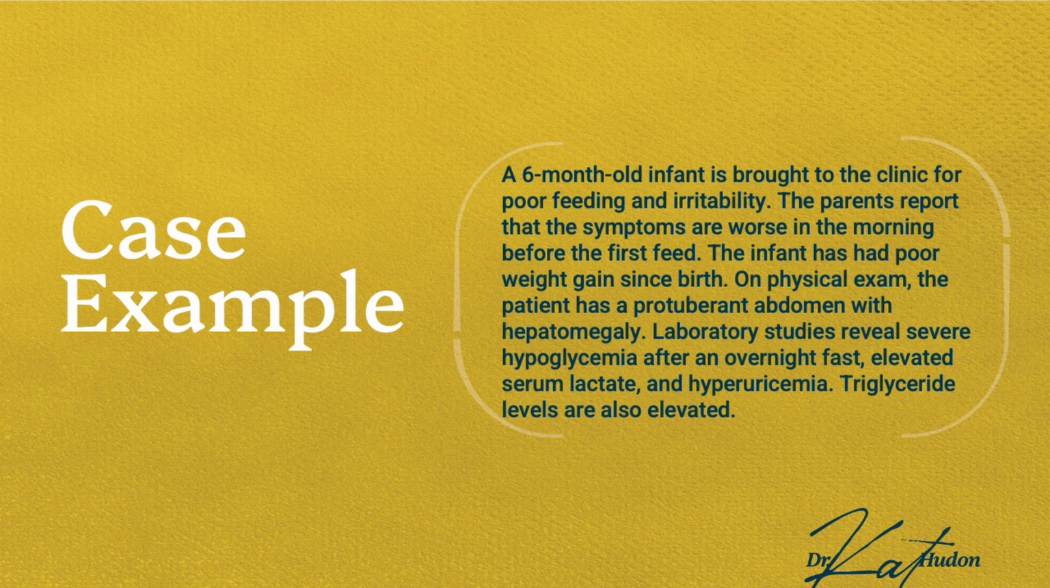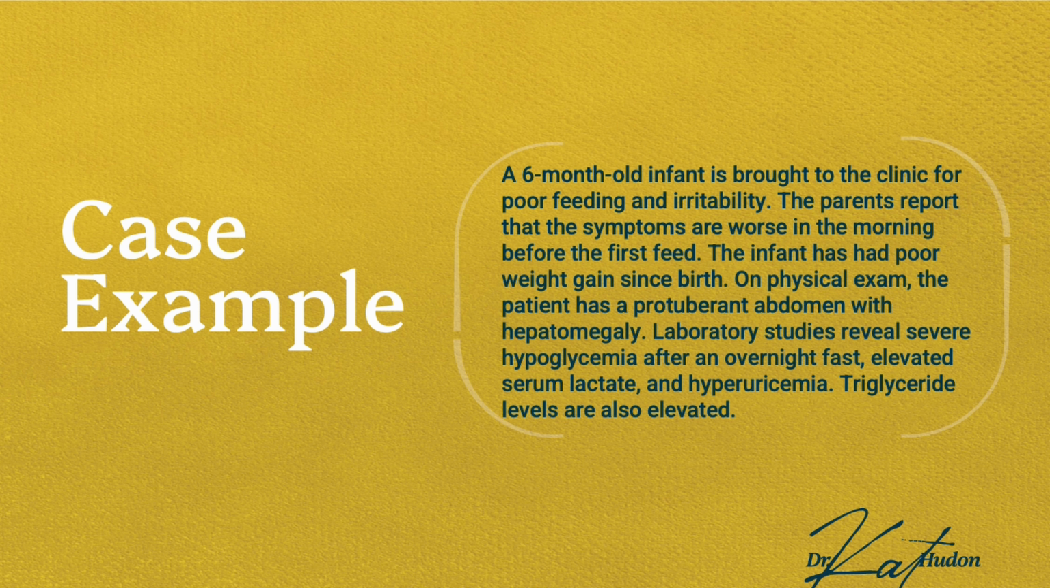This is a 6-month-old infant with poor feeding and irritability, and the symptoms are worse after an overnight fast. That immediately tells me this is a fasting problem, not an exercise problem. So I'm thinking about liver involvement, not muscle. Next, on exam, the infant has hepatomegaly. That reinforces that this is a liver glycogen storage disease.